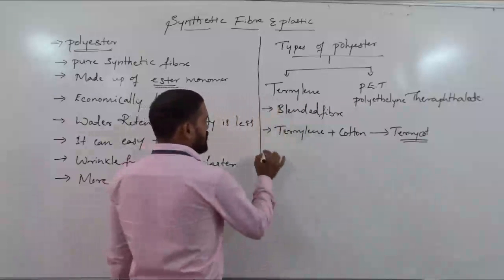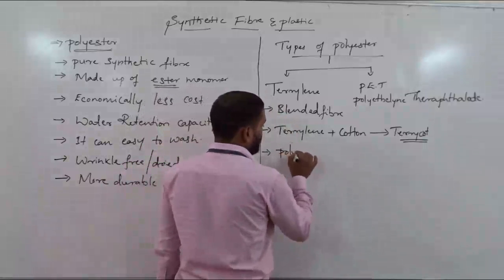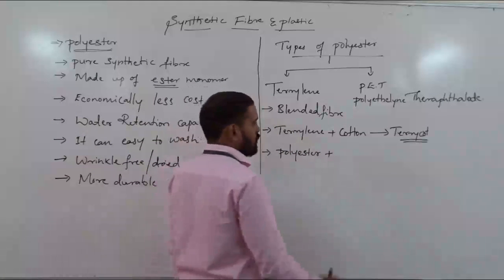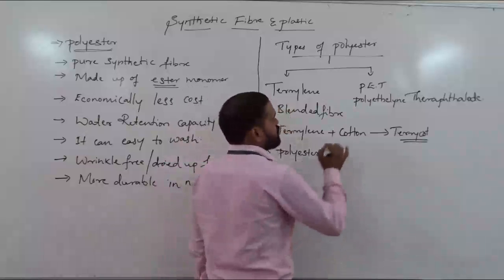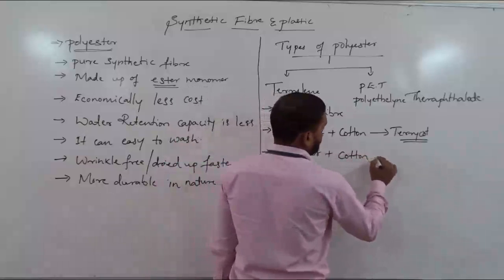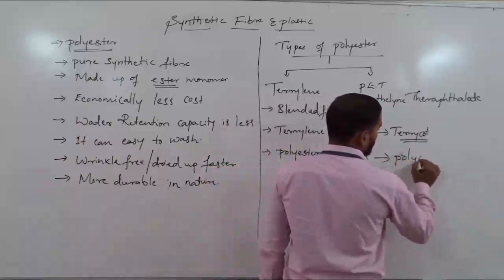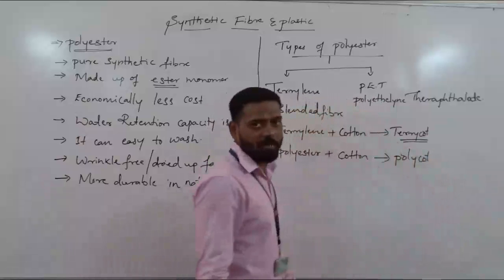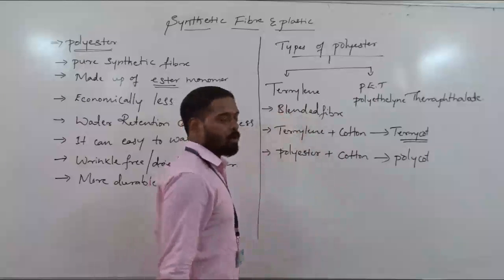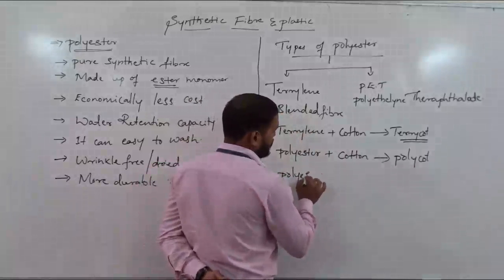In the same way, if you take common polyester and mix it with cotton, we can call it polycot. This polycot is a blended fiber. I am telling you some examples of blended fibers we can make using polyester or terylene. Polyester can also be mixed with wool.